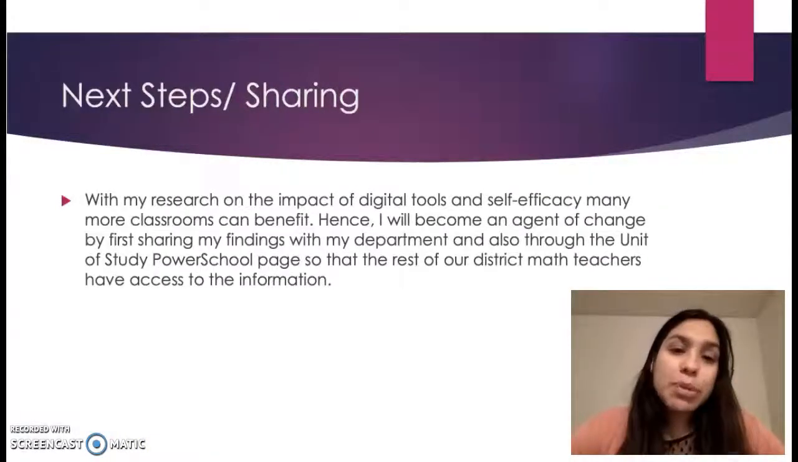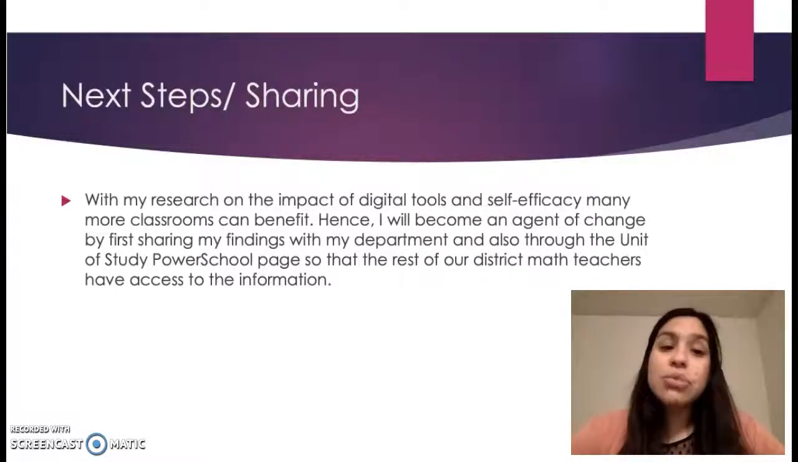And next steps with my research on the impact of digital tools and self-efficacy: many more classrooms can benefit, hence I will become an agent of change by first sharing my findings with my department and also through the Unit of Study PowerSchool page so that the rest of our district math teachers have access to the information.